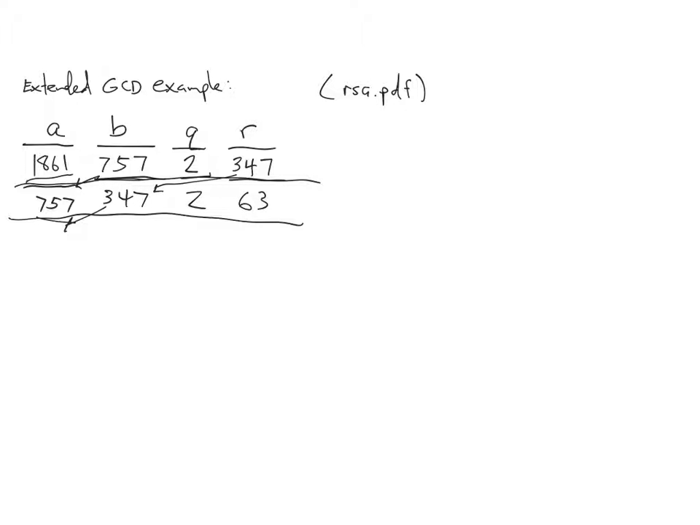So now we promote them again. So the GCD of 757 and 347 is the same as the GCD of 347 and 63. If I divide 347 by 63, I get 5.5 something. Subtract the 5, multiply by the 63, and the remainder is 32.